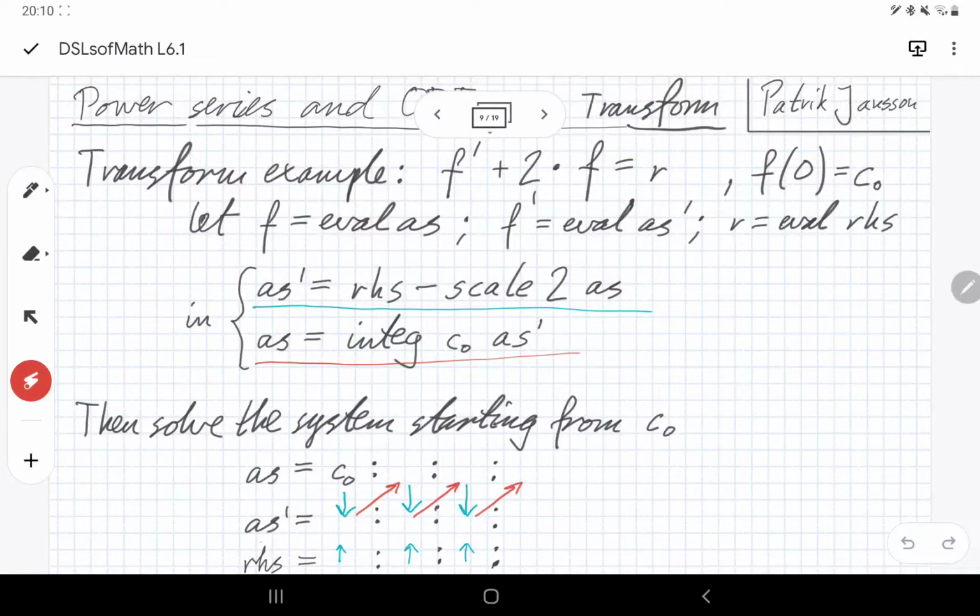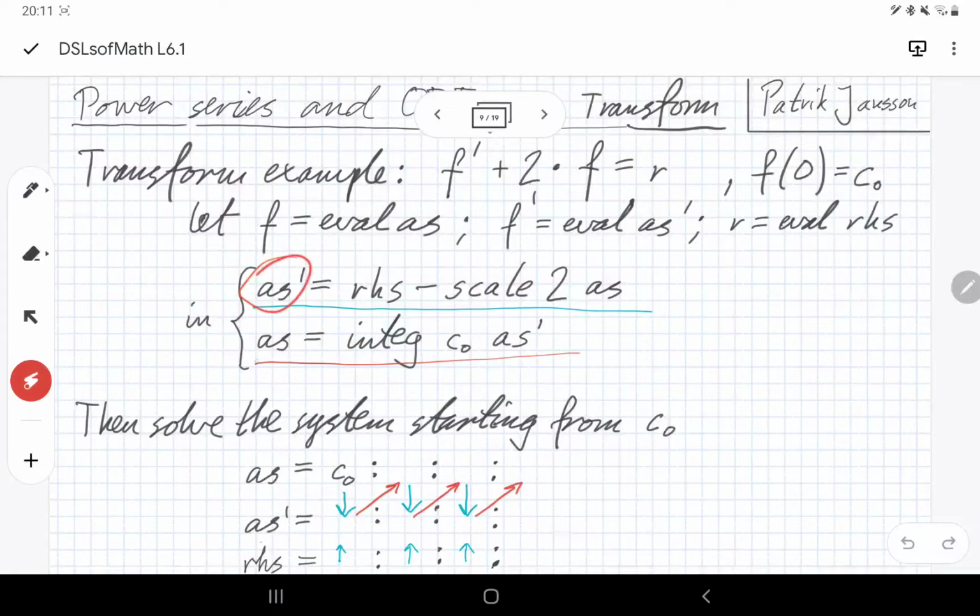Okay, so the transformation here will say that I want to first express the derivative. So I subtract 2 times f, so the r is transformed to the right hand side, and 2 times f I've written here more strictly as scale 2 as. So as represents f, and scale will multiply all the coefficients by 2. Then I have an expression computing as prime, and I have the other equation, which is always the same for this transformation: that a function represented by as is the integral, starting at this starting value, of its representation of the derivative.